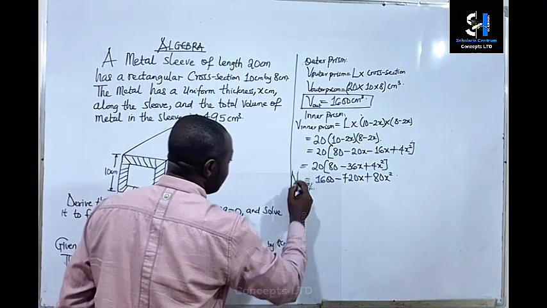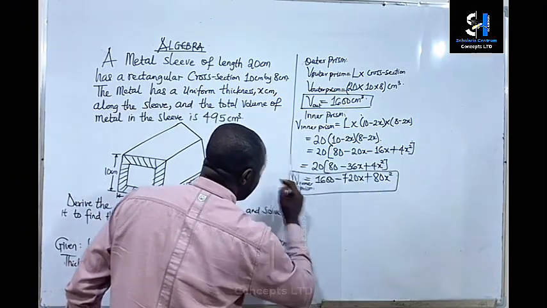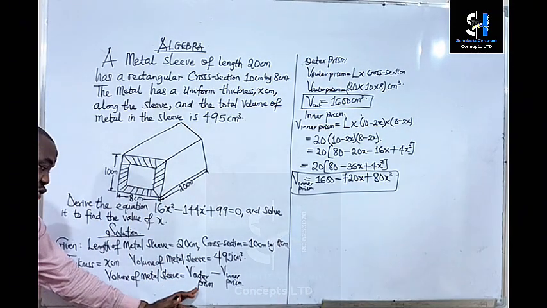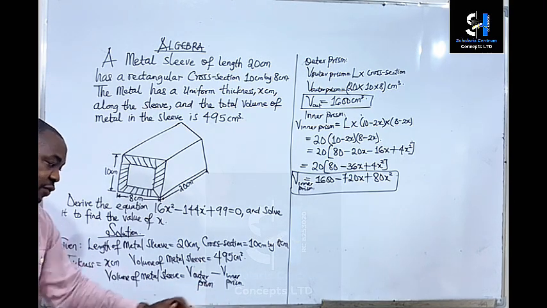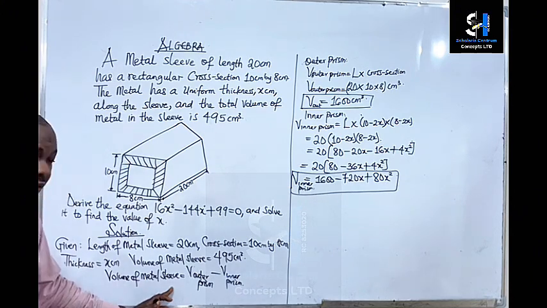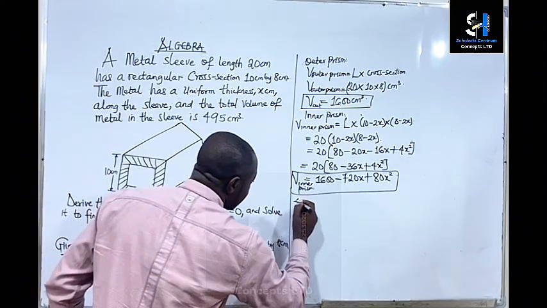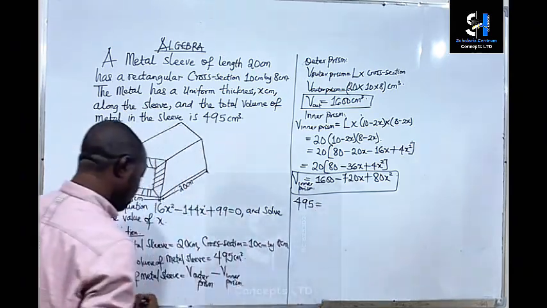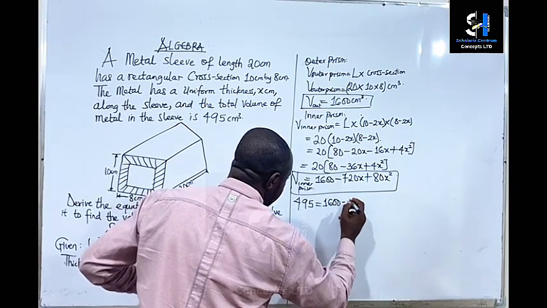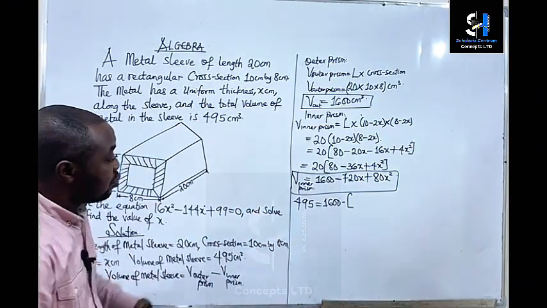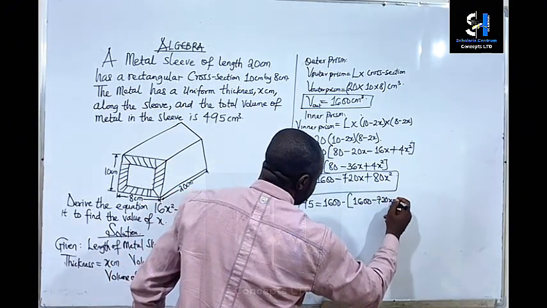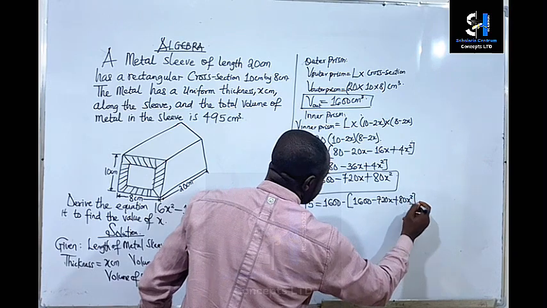Okay, so this is for the volume of inner prism. Now, the formula states volume of metal sleeve is equal to volume of outer prism minus volume of inner prism. So according to the formula, we're going to write the volume of metal sleeve, which is 495. Then volume of outer prism, which is 1600, then minus the volume of inner prism, which is 1600 minus 720x plus 80x squared.